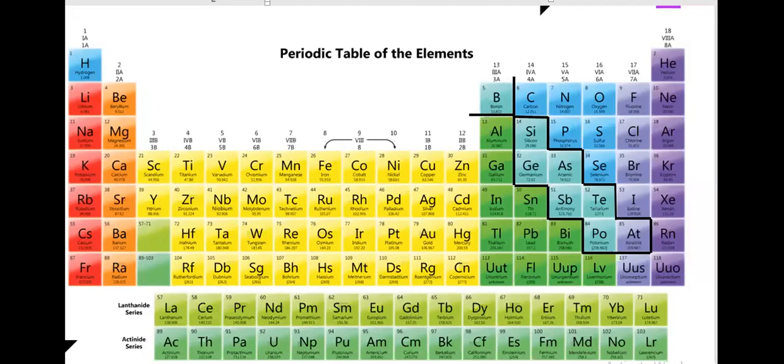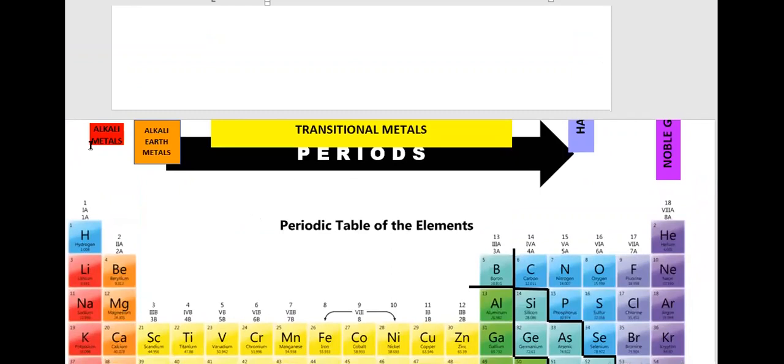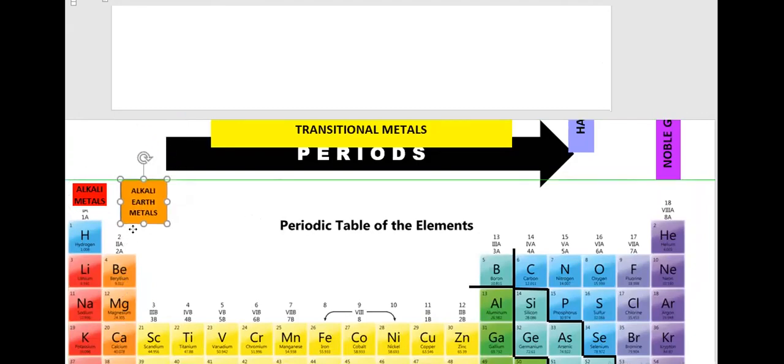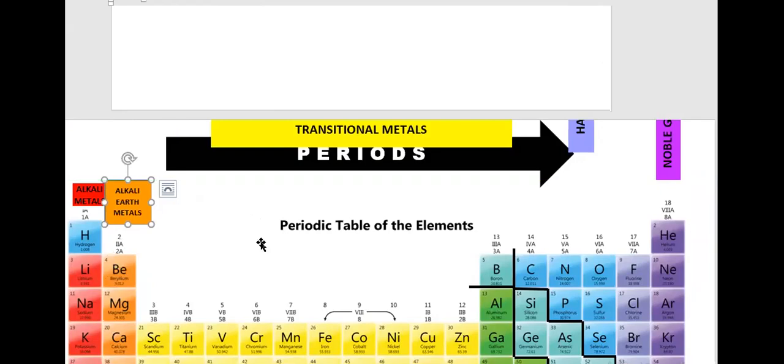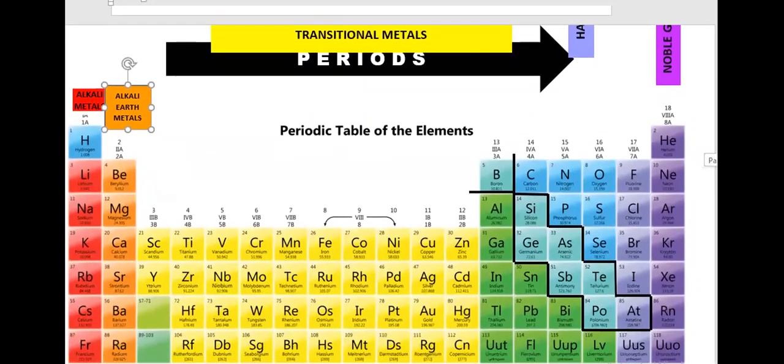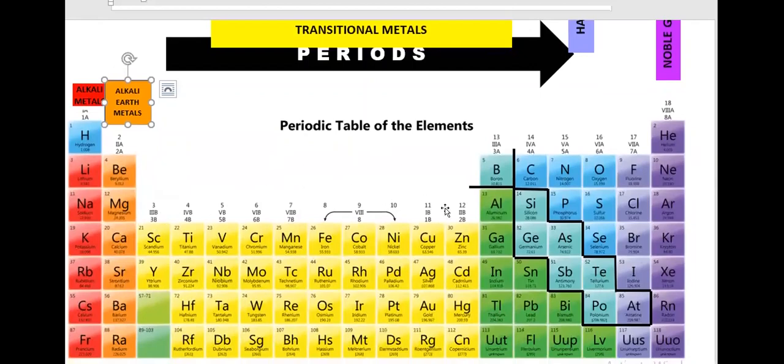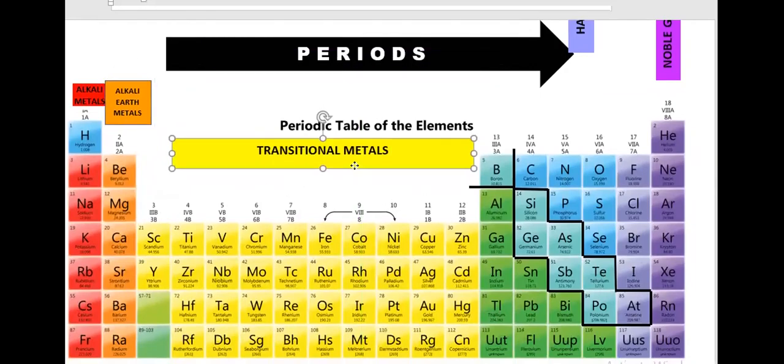Now, guys, I'm going to take you to classification of the periodic table. Each group has a name, all right? And it has a name for a specific reason. So let's look at the first group over here. The first group is called alkali metals. Okay, and I'm going to put it there. The second group is called alkaline earth metals, and you'll see that they are colored in the same color, right? The third group, from the 3rd all the way to the 12th, we call it transitional metals.